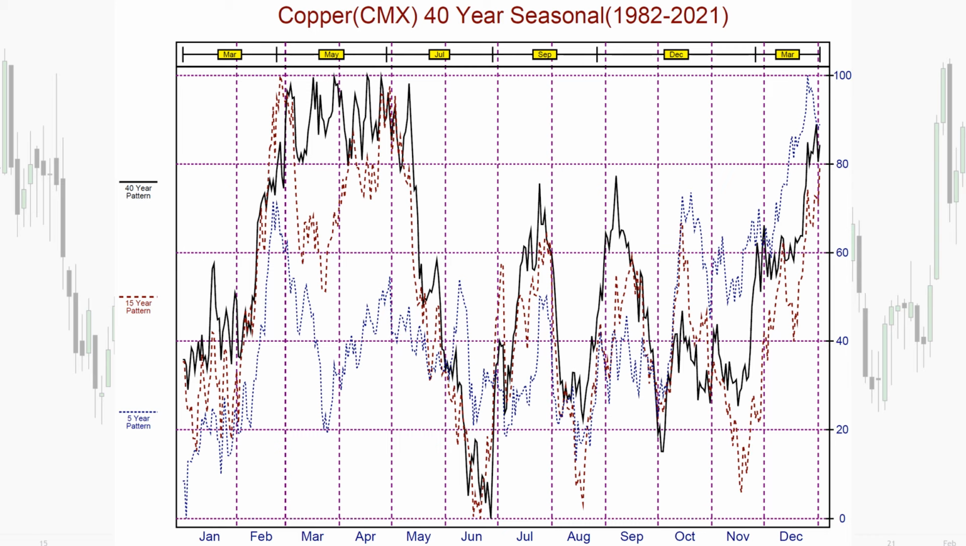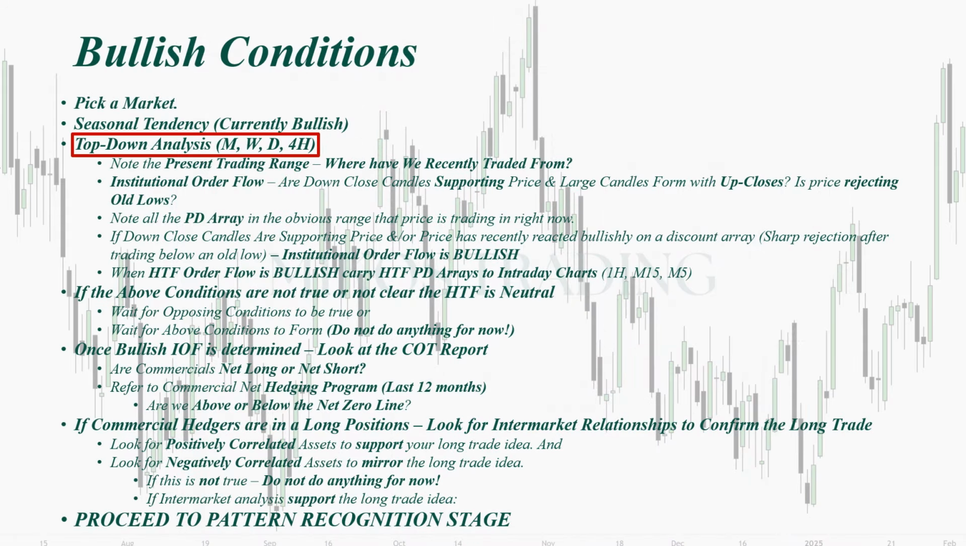Here we can see copper's futures seasonal tendencies. As we can see, copper in fact has a bullish seasonal tendency in the beginning of the year. The bullish seasonal tendency starts at the beginning of January, and copper futures usually really climb higher in February. As soon as we spot the bullish seasonal tendency, we proceed to the top-down analysis.